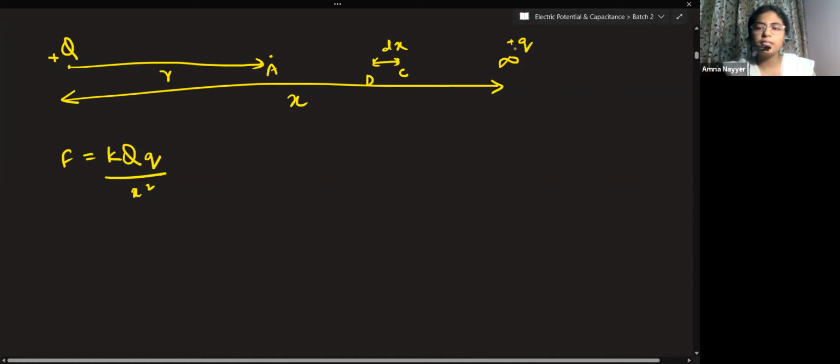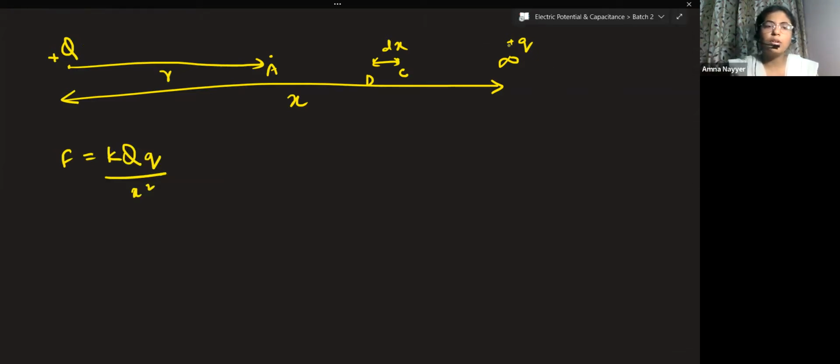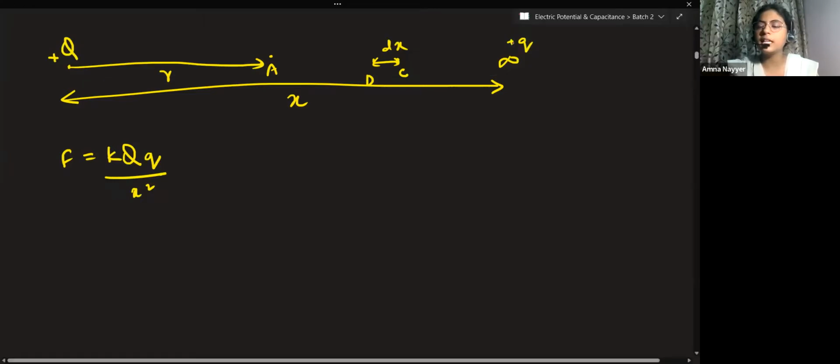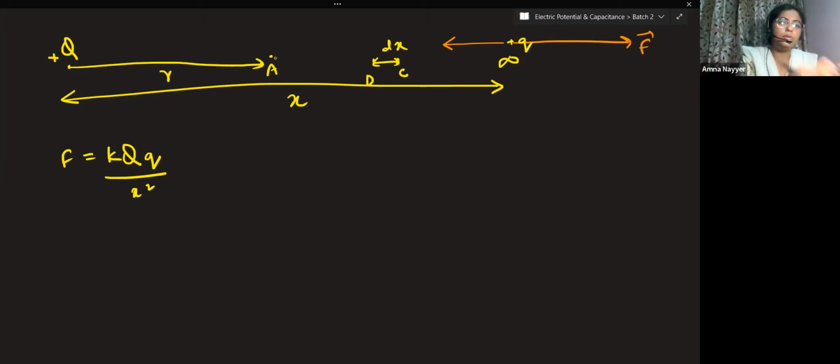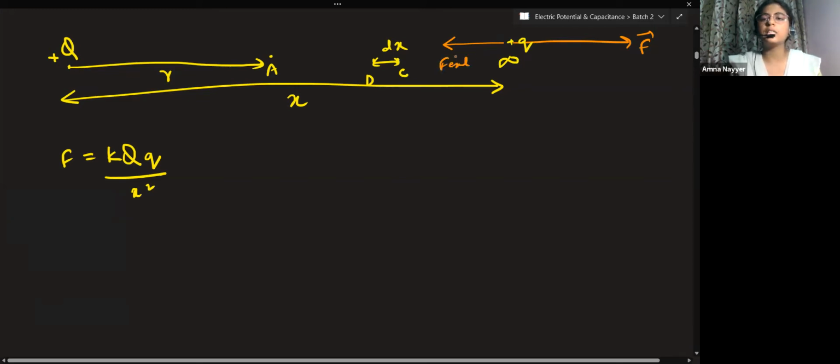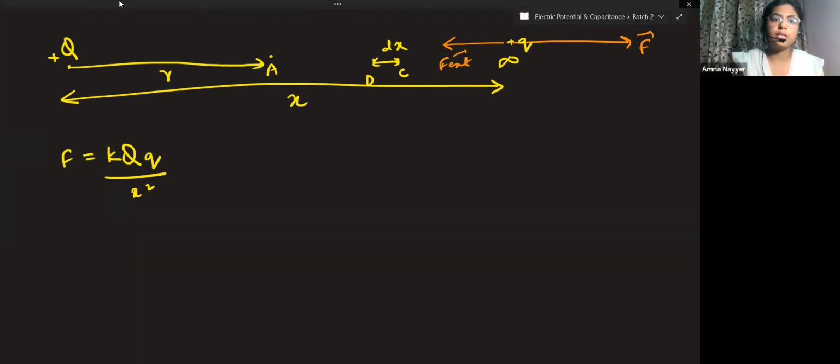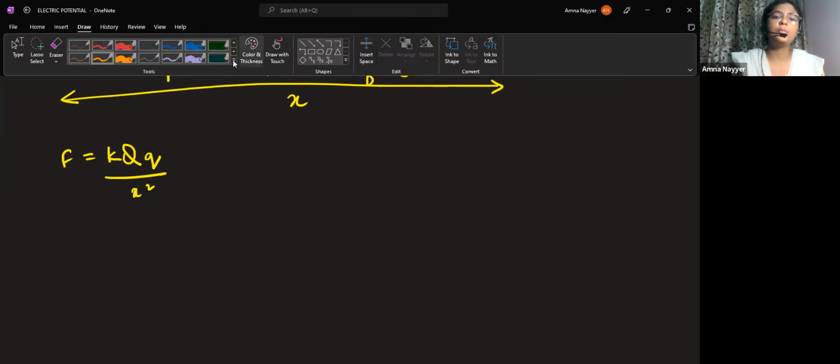So see, because of this capital Q, this small q charge will be pushed away in the opposite direction. This will be the direction of force F. What will happen? The external force will try to bring this charge back to point A. Why? Because we are the external force, trying to put the charge from infinity to that point A. Us means the external force that is acting. The other force present in the system is already there, Coulomb's law force, that is K Q q by r square.